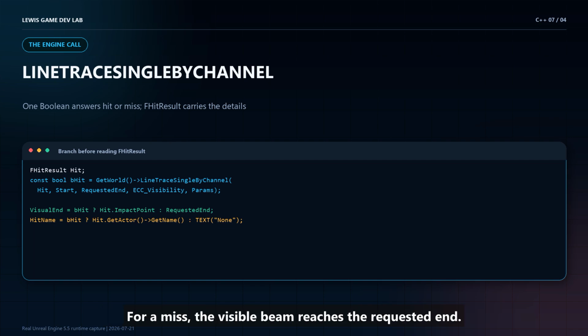For a miss, the visible beam reaches the requested end. For a hit, it stops at the hit impact point. This prevents stale or invalid hit result fields from driving gameplay.